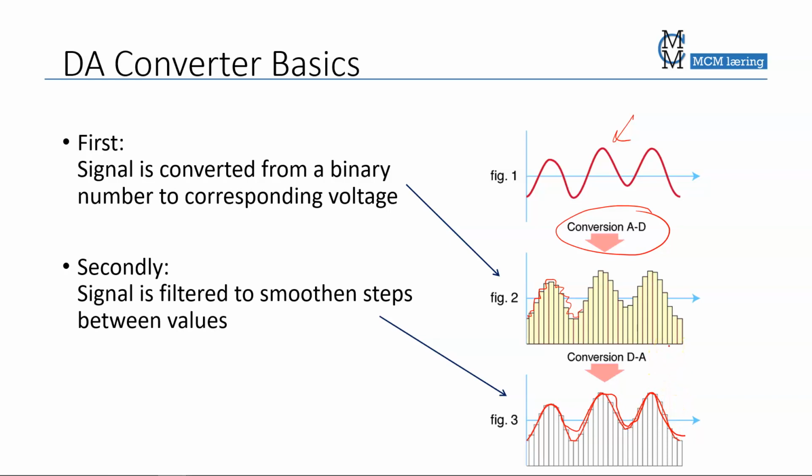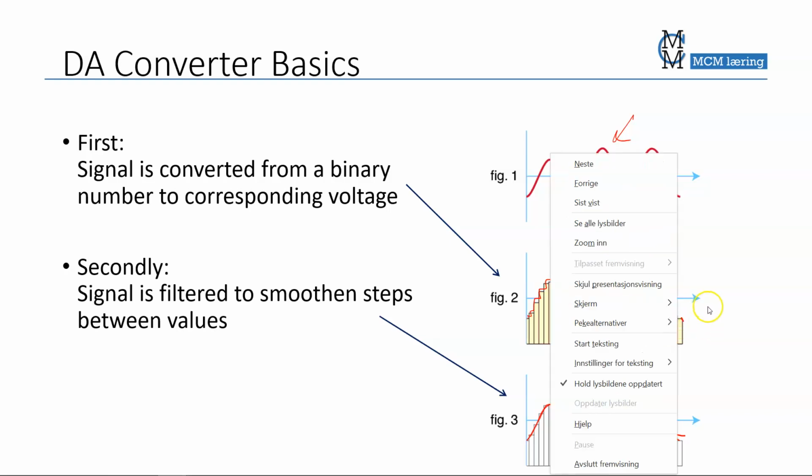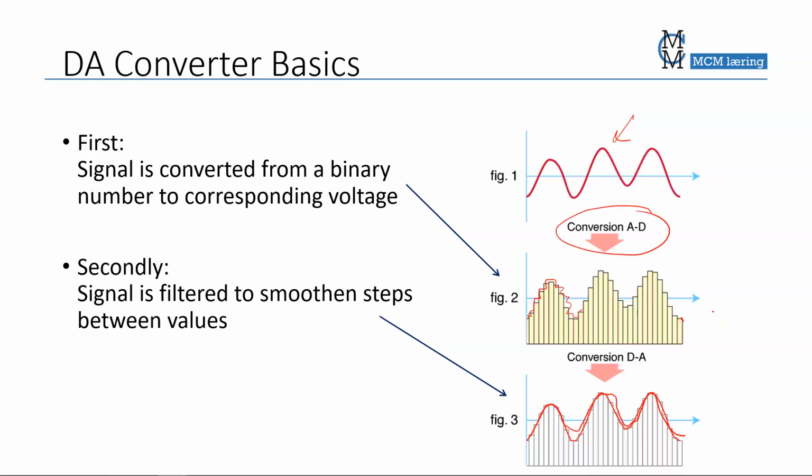Some filters will remove sharp edges. Sharp edges are fast changes, and fast changes are best removed with a low pass filter. High frequencies are removed in a low pass filter.